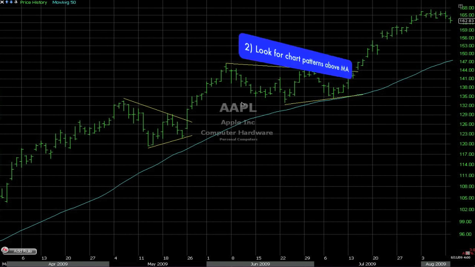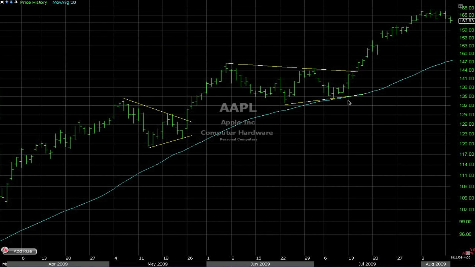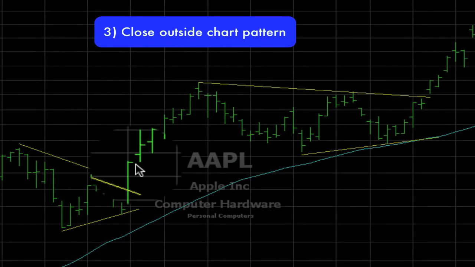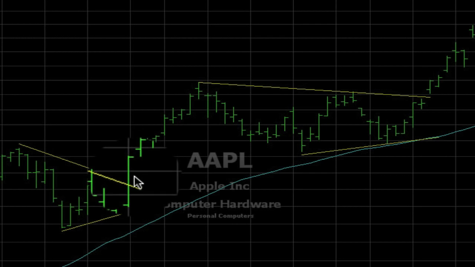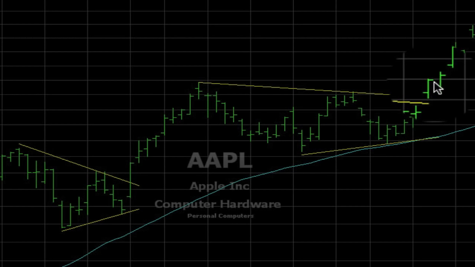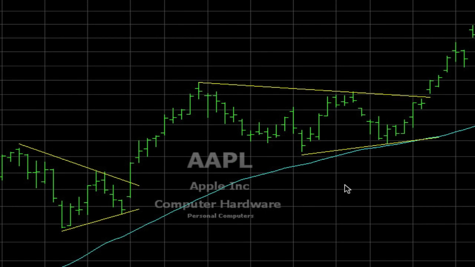Second, I look for patterns which occur above the MA. This tells me the trend is strong, since the consolidation all happens above the MA. And third, my entry, which is a close outside the trend line on this triangle. And here is a close above the trend line in this triangle. This ends today's video.